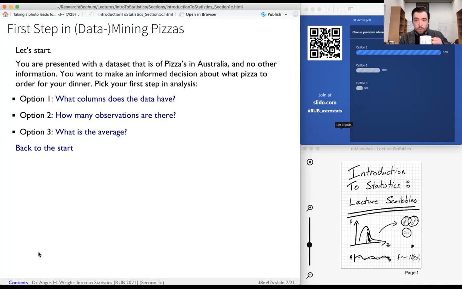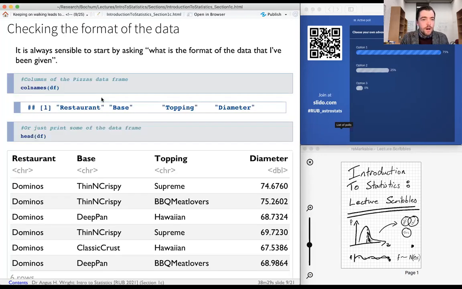It looks like option 1 is making a fairly strong showing. Okay, we're at 13, 14. Okay, looks like option 1 is going to win here. So let's do that. And again, you've all done very well, because I reckon that this is the correct thing to ask. So I think that when provided with a data set, it's always sensible.